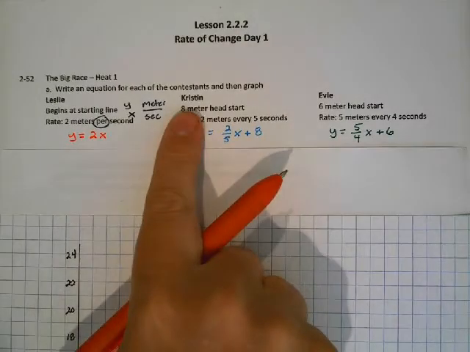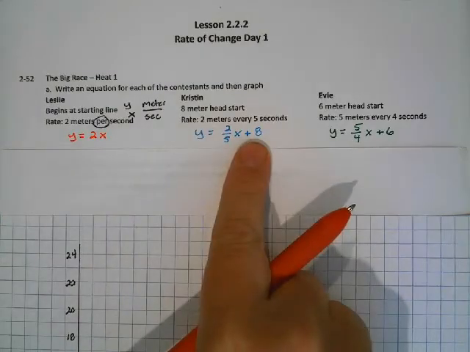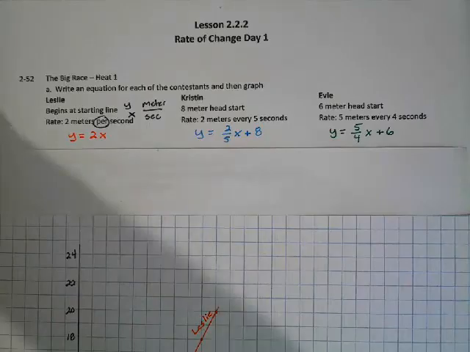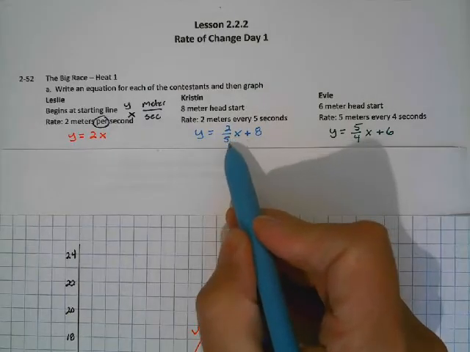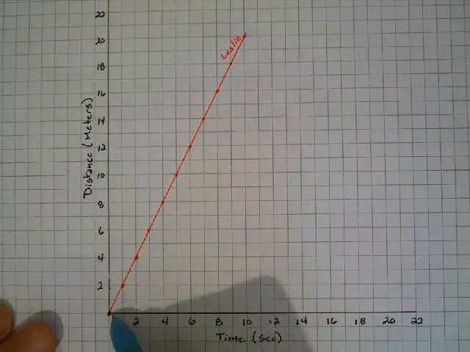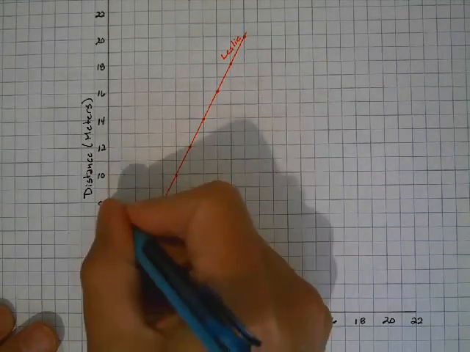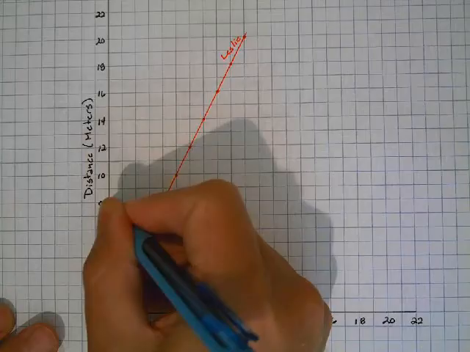All right, our second person, who was that? Our second person was Kristin, and she got that head start of 8. So let's do this in her color of blue. And then she's going to go 2 meters every 5 seconds. Okay, so head start of 8. So that means at 0 seconds, she's way up ahead of Leslie.